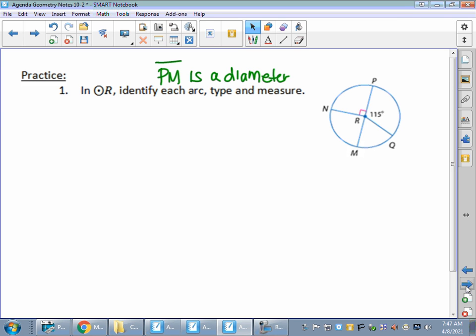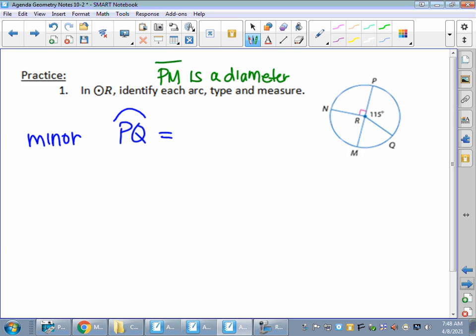So what if I asked you about, let's start with the easy one, arc PQ. What's the measure of arc PQ? Is it a major or minor arc? Well, since it only has two letters, it's a minor arc, right? So arc PQ is a minor arc, and it is equal to P to Q. If I trace these in to my central angle, the measure of the central angle is the same as the measure of the arc, so 115 degrees.